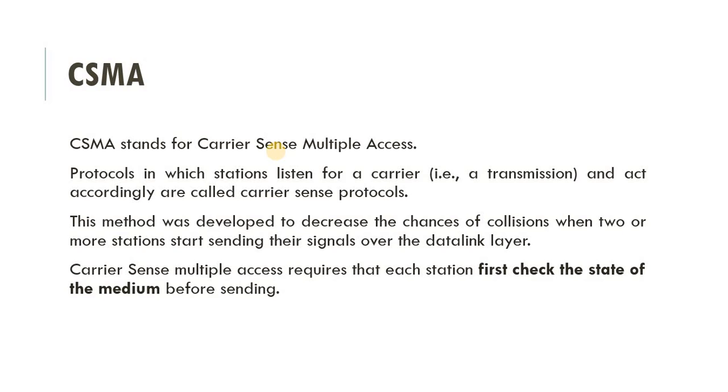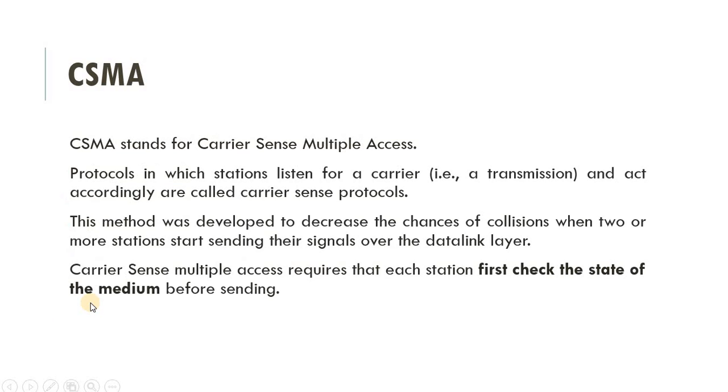So this method was developed to decrease the chances of collision when two or more stations start sending their signals over the data link layer. Carrier sense multiple access requires that each station first check the state of the medium before sending. So how is it done?